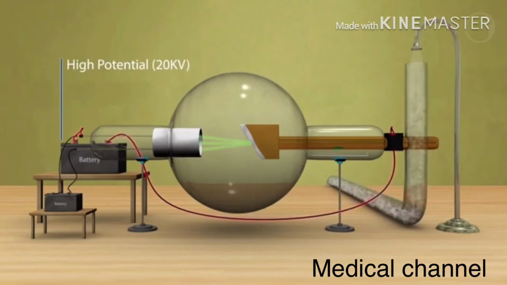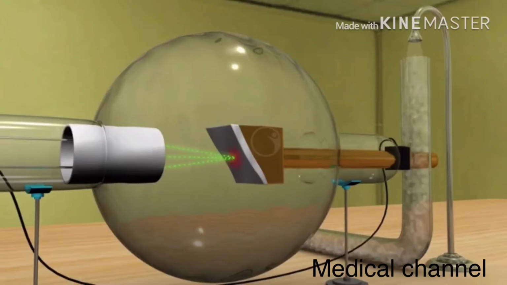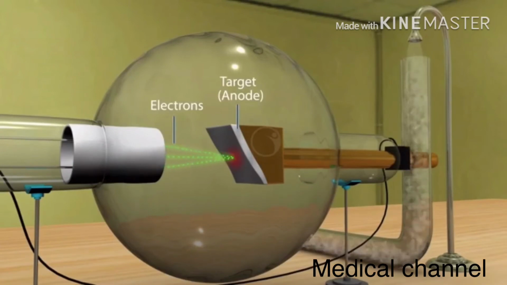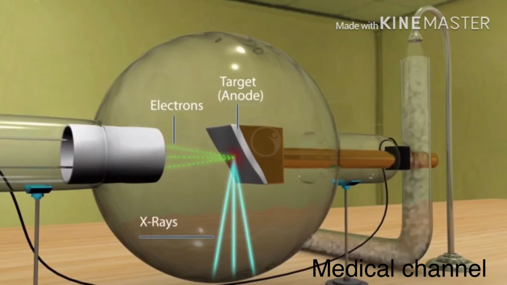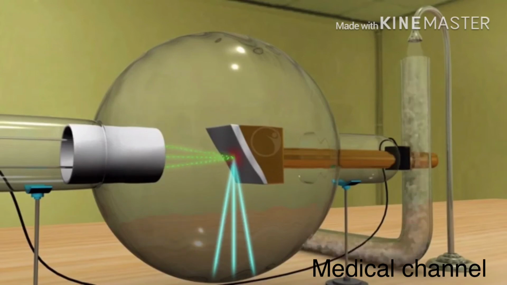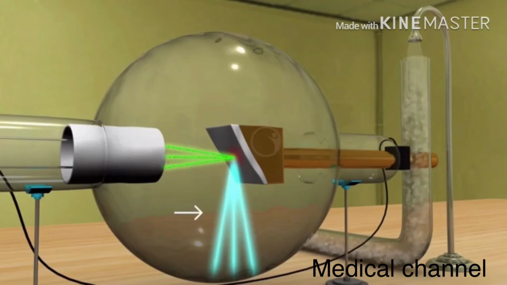A very high potential of 20 kV is applied between the source and the target. Due to the high potential difference, the electrons are accelerated towards the anode and hit the metal. When they hit, the kinetic energy is transferred to produce X-rays. The intensity of the X-rays depends on the number of electrons striking the metal target. So, if we can increase the rate of electrons emitted by the filament by increasing the current flowing through the filament, then we can increase the intensity of the X-rays.